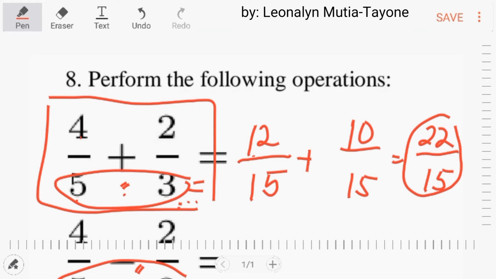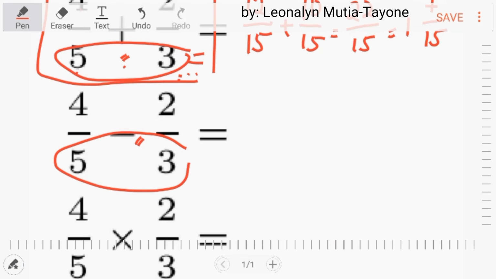22 divided by 15. Ilang 15 ang 22? May isang 15. So, that is 1. Then, 22 minus 15, 7. Bali, 1 and 7 over 15. Ito na yung final answer dito. 1, 7 over 15. Next, itong deduction.